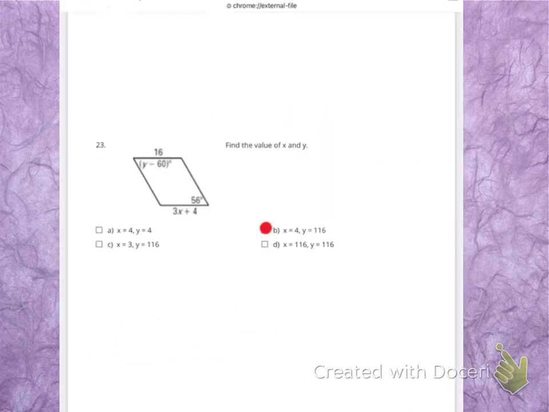All right, find the value of x and y. All right, so it doesn't tell me any indicators here, but I'm going to assume this is a parallelogram. So y minus 60 is going to be equal to 56 because they're opposite angles in this parallelogram. So then y is going to be equal to 60 plus, I'm sorry, plus 56.